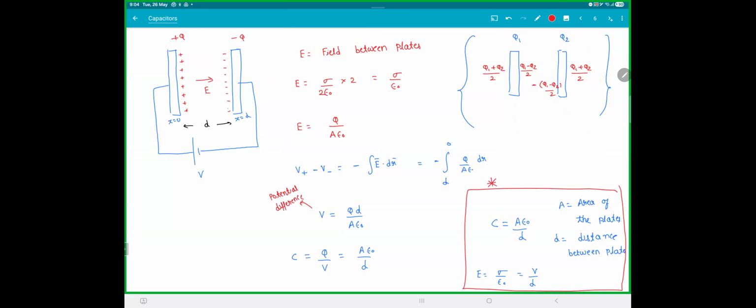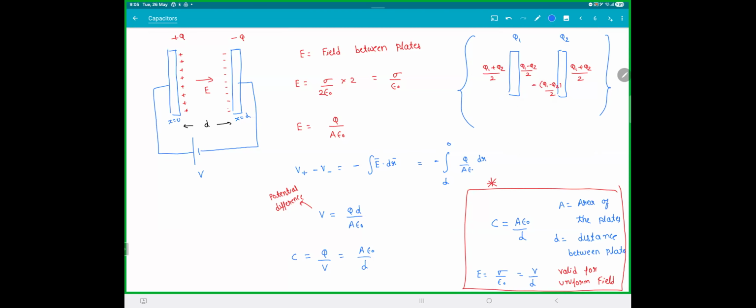Q is equal to CV, C is equal to A epsilon by D. The field between the plates is sigma by epsilon or potential difference by distance, V by D. This is valid for a uniform field. Quite useful. Whenever they ask you to find the field between the plates, you need not find the charge and do all that nonsense. You can simply do V by D and you'll get an answer.